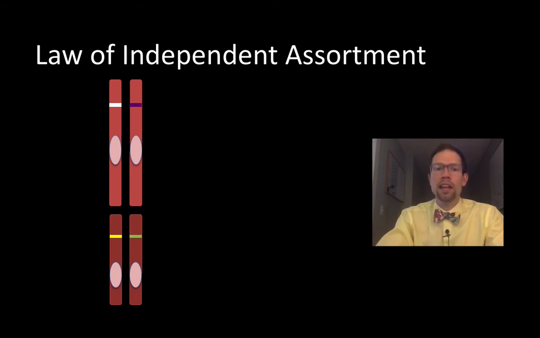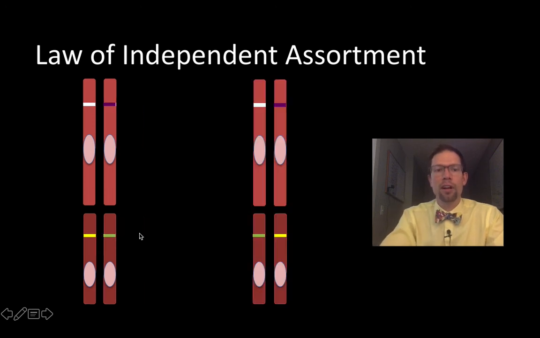And what it is saying is that how one set of allele pairs lines up and separates does not affect how another set of allele pairs line up and separate. So you can have this orientation here where the white and the yellow are on the same side and the purple and the green are on the same side, and then when they separate they're going to go into their own gametes. Or you could have this set up over here. So the white is on the left and the green is also on the left instead of the yellow, and purple is on the right and yellow is on the right.